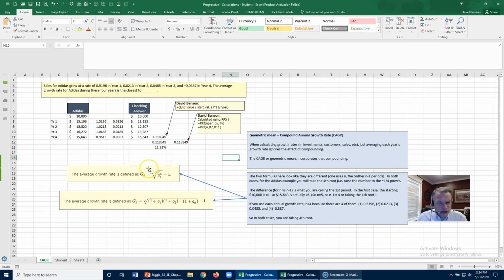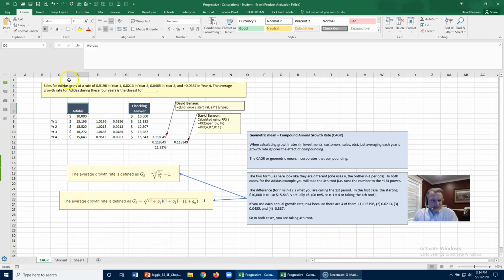And so I'm going to show you two ways the book presents it. I explain down here why this formula uses n, whereas this one uses n minus 1. So this is like, if n were 2, this would be the square root. In both cases, using this Adidas example, it's going to be a fourth root, and I'll show you how you calculate that in Excel, and I'll show you why that is.